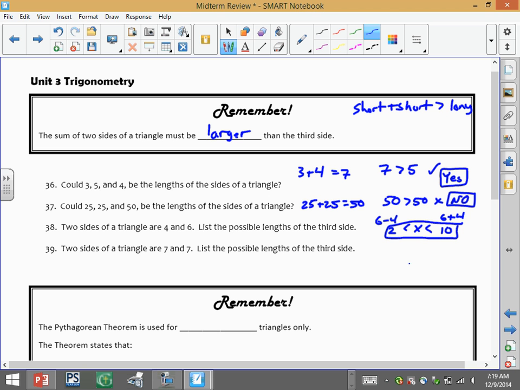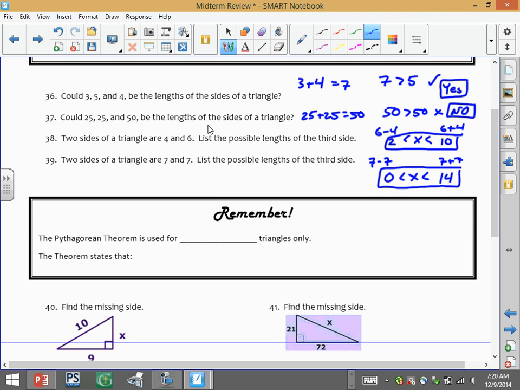7 and 7. So you're going to put x in the middle. If we do 7 minus 7 and 7 plus 7, so 7 minus 7 is 0, 7 plus 7 is 14. So anything bigger than 0, so even if that side length was 0.1, it still makes a triangle because it's just a little bit bigger than 0.